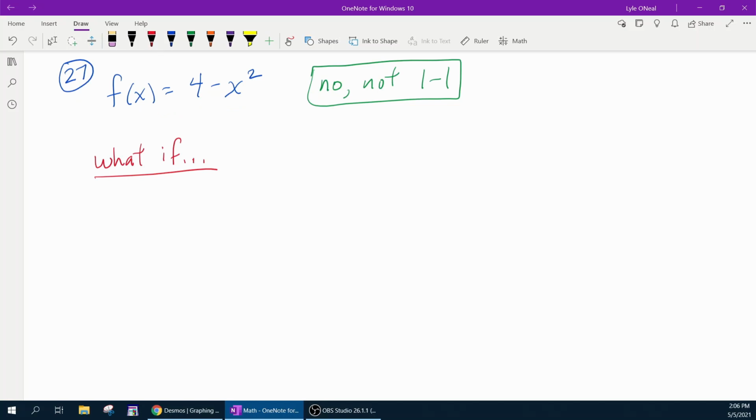Man, that was a major concept. Let me repeat that because it's important. If your original function is not one-to-one, then the inverse of that function will not be a function. Super important that you understand that. So, what if, okay, is there a way to make this function one-to-one? The answer is yes. Let's go to Desmos and look at that.